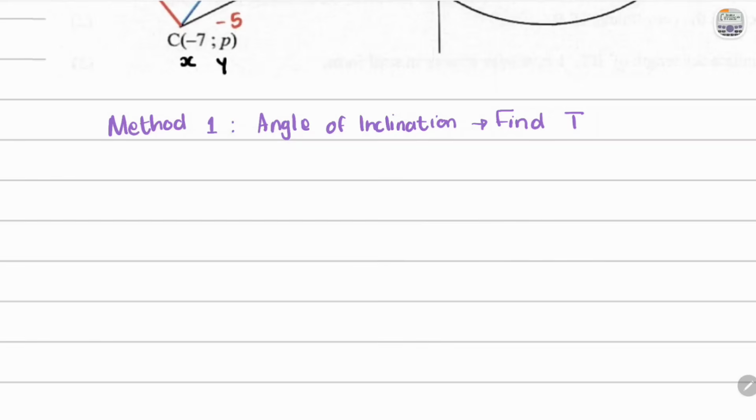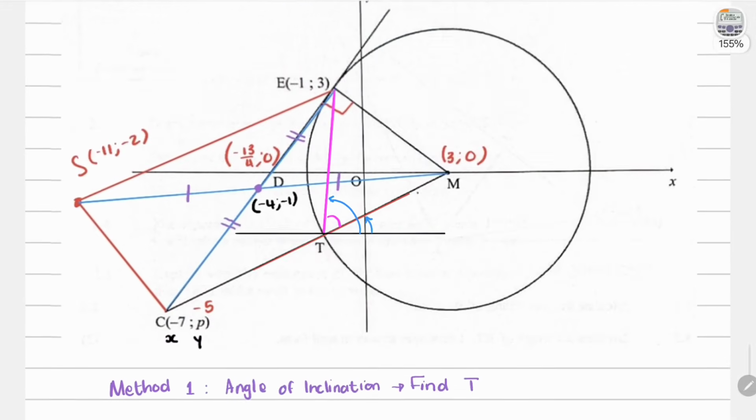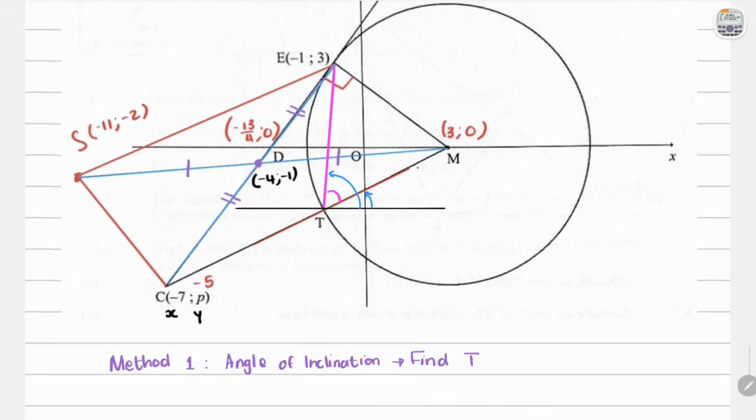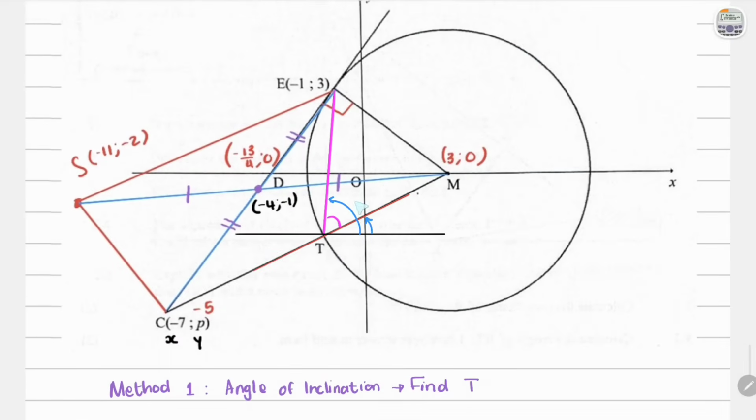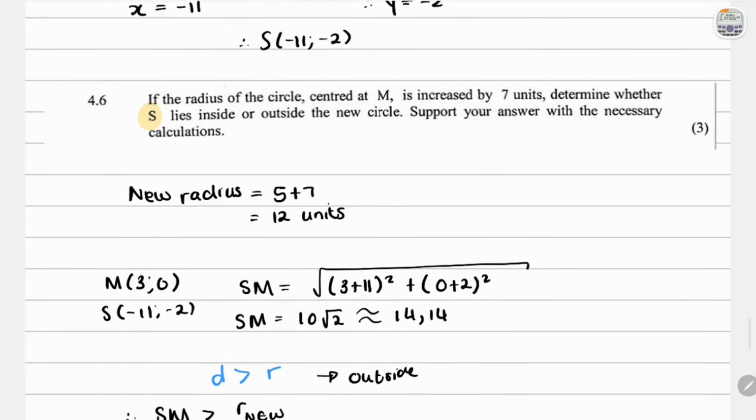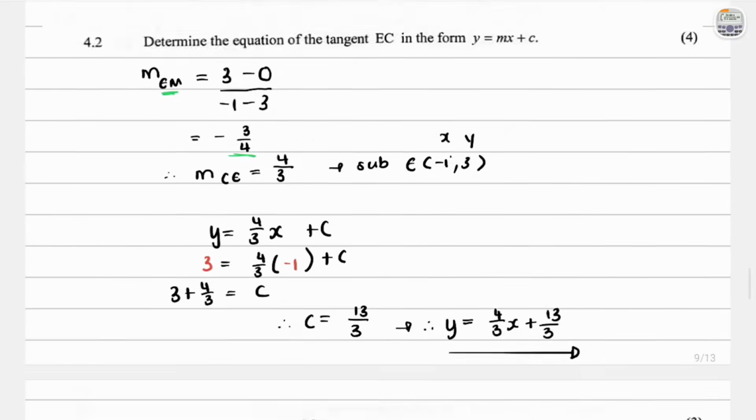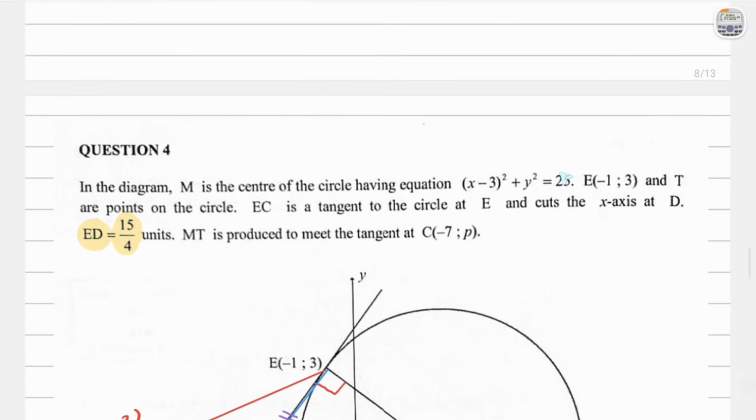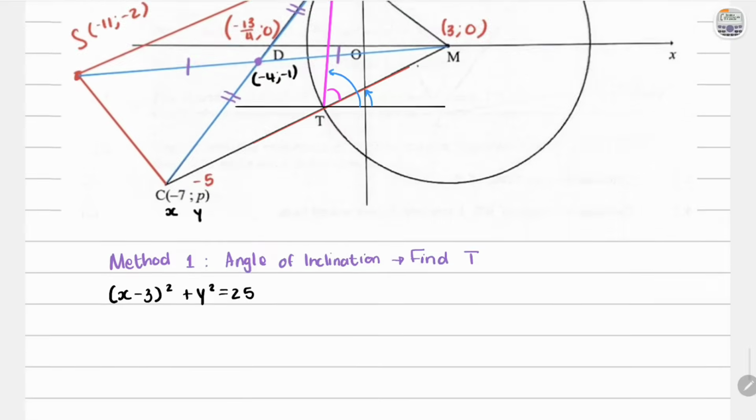Okay, so method 1, angle of inclination, find t. So let's go ahead and do that. To find t, you see that it intersects with the circle. So we'll take the equation of the circle, which we have already. We just take that equation and then we're going to equate it with the equation of CM, because that was the line that it passed. Okay, so this is the equation of the circle.